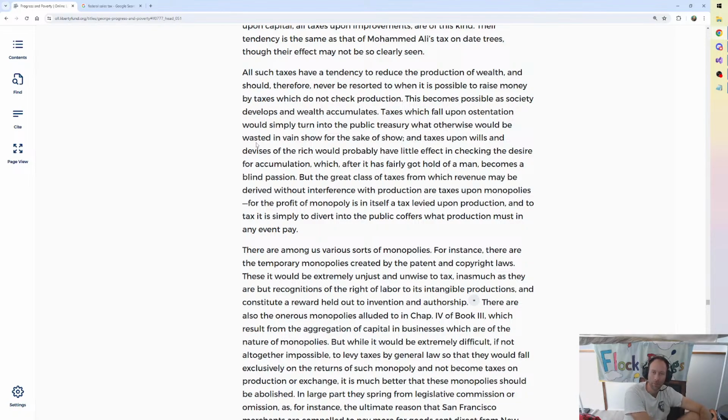This becomes possible as society develops and wealth accumulates. Taxes which fall upon ostentation would simply turn into the public treasury what otherwise would be wasted in vain show for the sake of show. And taxes upon wills and devices of the rich would probably have little effect in checking the desire for accumulation, which, after it has got hold of a man, becomes a blind passion.